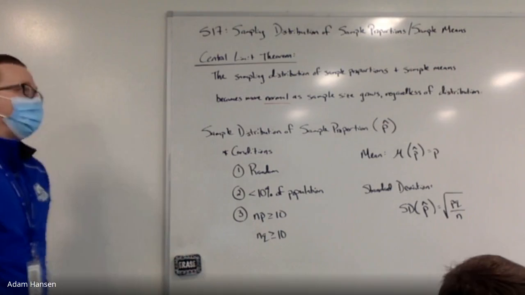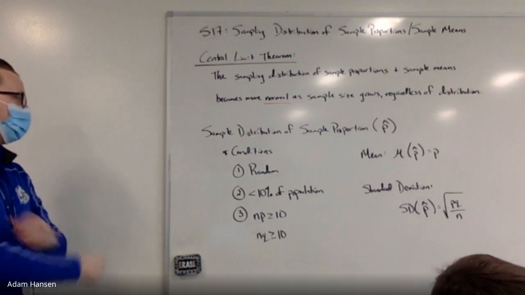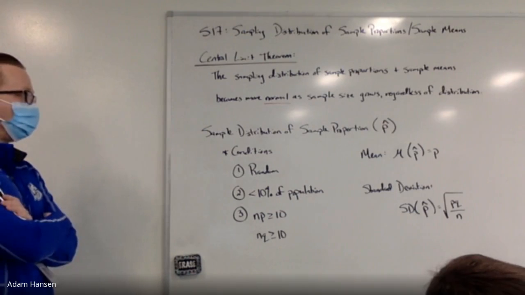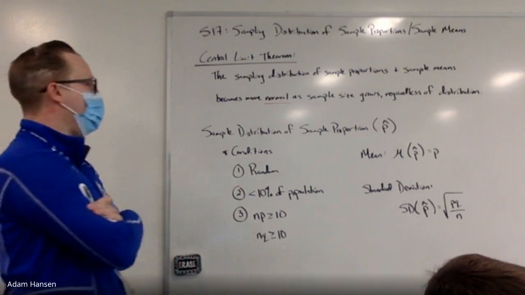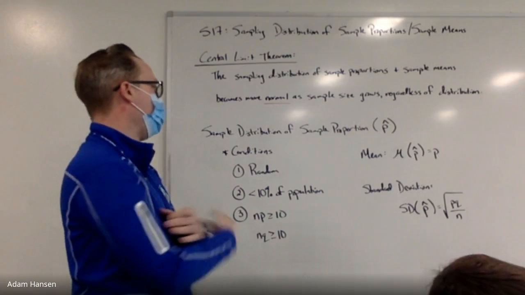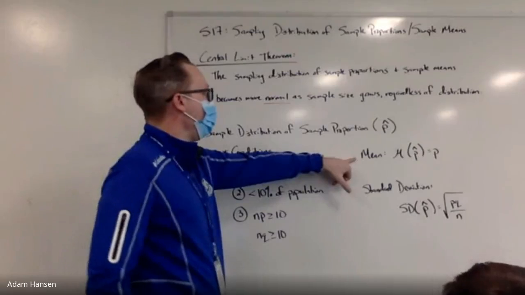If those three conditions are satisfied, we can assume that a normal model is a reasonable assumption to make. Now for this distribution, what is the average? What is the center? What is the spread?